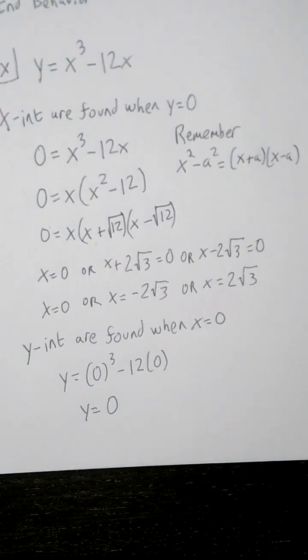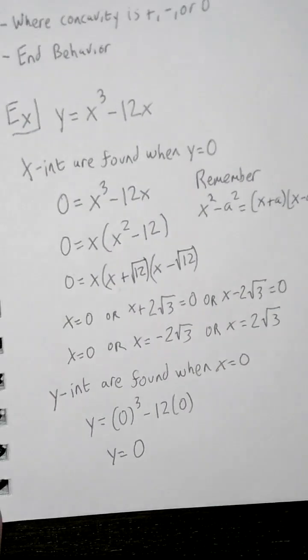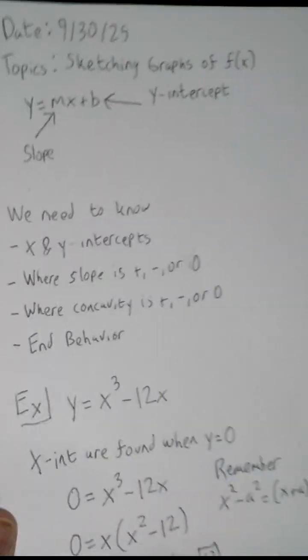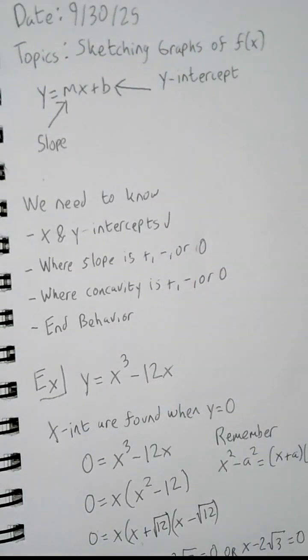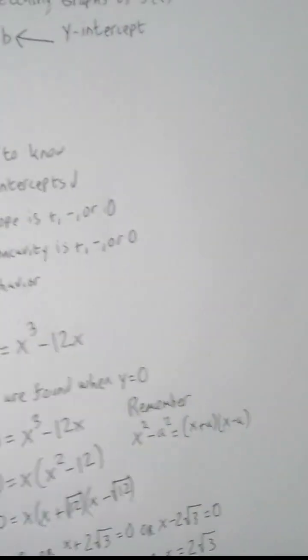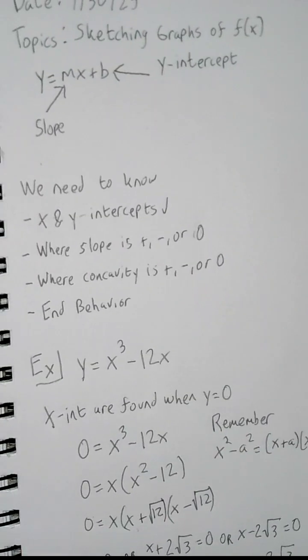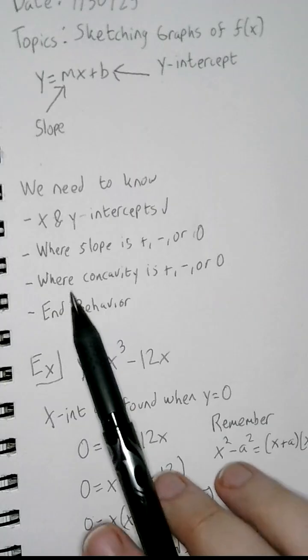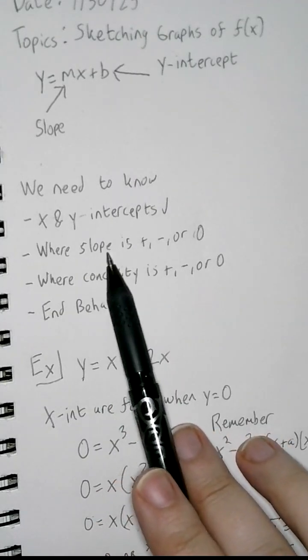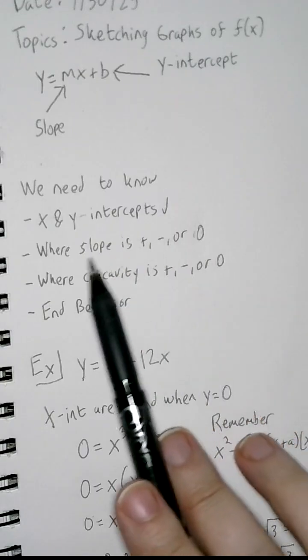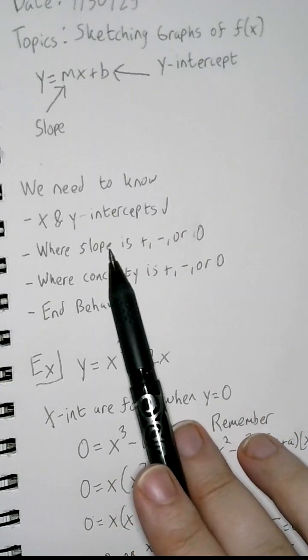So we now know our x and y intercepts, so we have that off our list. Now we need to find where the slope is positive, negative, or 0. For that, the derivative tells the story of the slope. If we want to know where the slope is positive, negative, or 0, we're just going to take the derivative.